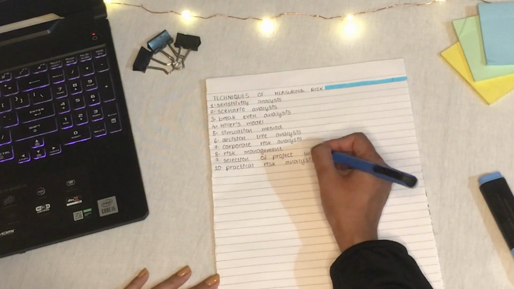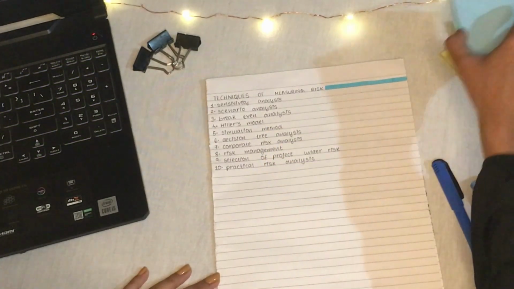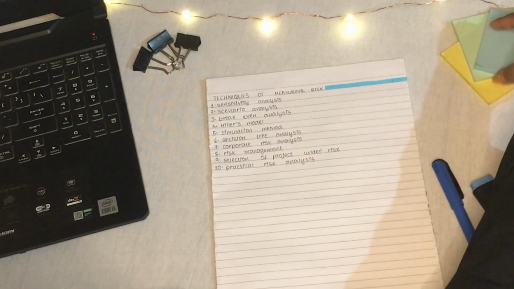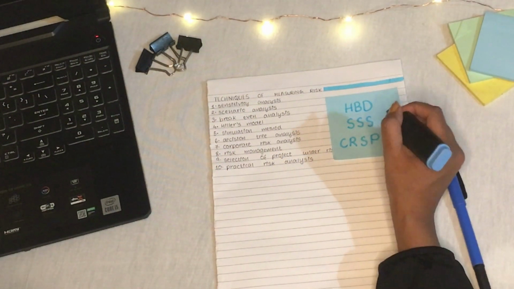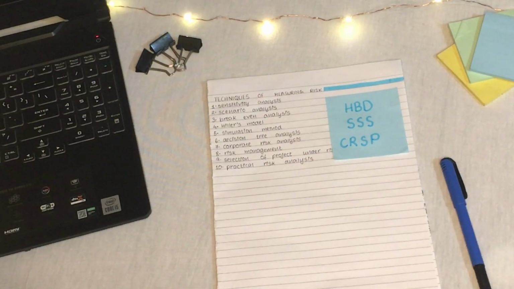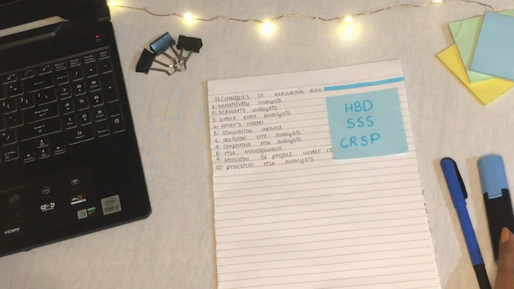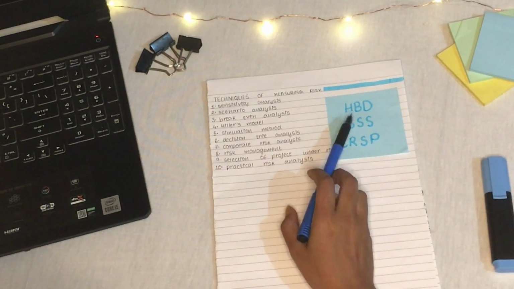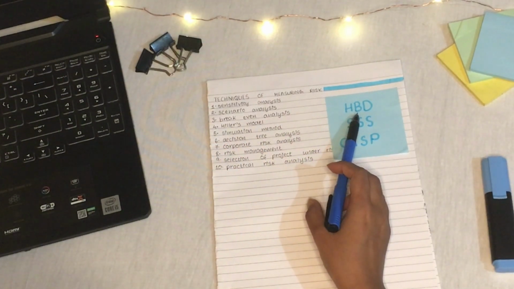If you're studying for theory, take a notebook and start writing all the subtopics under that particular topic and try to make up acronyms so it is easier for you to remember. Like in this case, I have made up the acronym HBD SSS CRSP, which makes it easier to remember as Happy Birthday, Triple S, and Crisp.